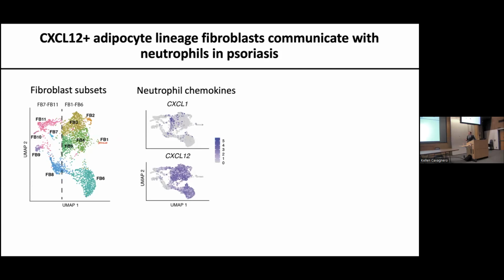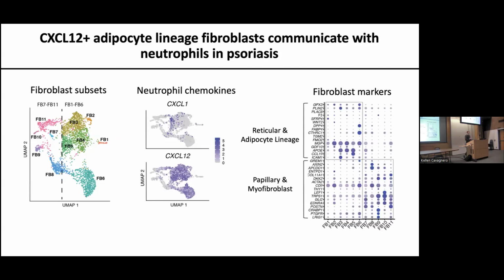And again, we can see CXCL12 very broadly expressed, whereas other chemokines like CXCL1 are expressed by a much smaller subset of cells. So again, in the human, different types of fibroblasts can talk to neutrophils. To characterize these cells further, we looked at the same panel of known fibroblast subset markers and found that clusters 1 through 6 highly express reticular and adipocyte lineage markers, but less so papillary and myofibroblast markers. So we've identified an analogous subset of immune-acting fibroblasts that talk to neutrophils in human as we did in the mouse, these CXCL12 positive adipocyte lineage cells.